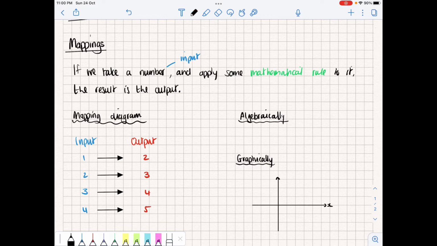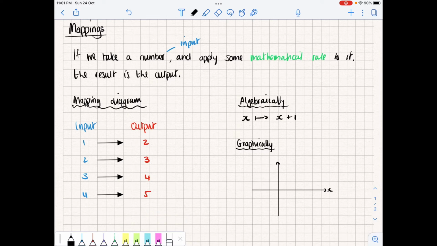Alternatively, we could express this algebraically. Now, we've already learned function notation when we learned functions in IGCSE. So there's two ways we can represent this. We can either say that we have x as an example variable, and we can say x is such that it's mapped onto x plus 1. In other words, for whatever input value, we just simply add 1 and we get the output value.